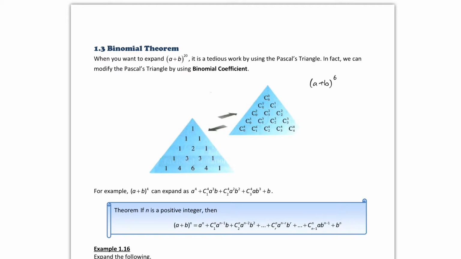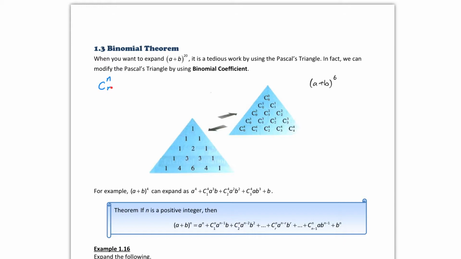Now I want to introduce the meaning of binomial coefficients, and how to use your calculator to find the binomial coefficient without drawing the Pascal triangle up to the 20th row. First of all, I want to introduce one of the notations called nCr. n is the number of rows. So, for example, if I want to find the coefficients of the 20th row, this n is 20.